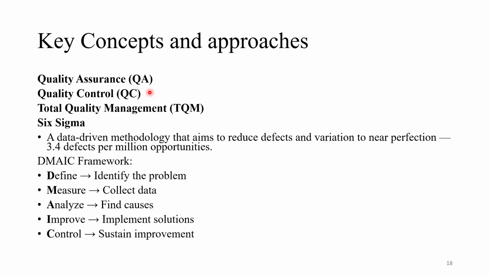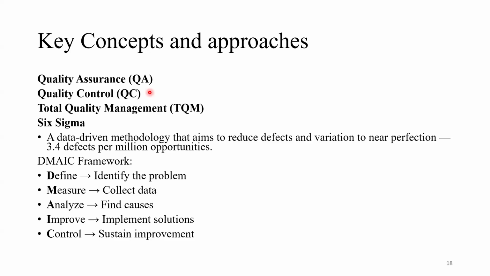So we have DMAIC. Some people call it only DMAI, some call it DMAIC, so MAIC. But as of now, we are just going with DMAIC. So D is for define, measure, analyze, improve, and control.